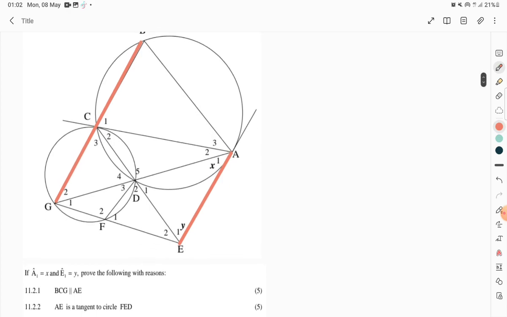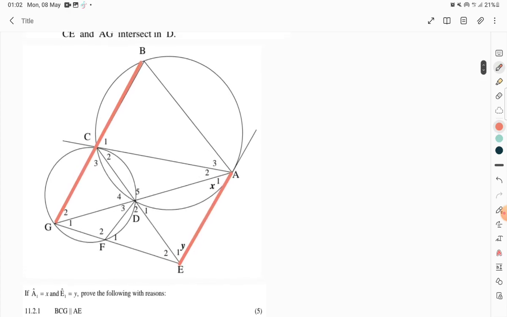For example, we can start with number 1. For these lines to be parallel to each other, the idea is to prove that G2 and A1, since they are alternate angles, are equal to each other. If alternate angles are found equal, then the lines are parallel. So if G2 is found equal to A1, which is X, then these lines are parallel to each other.